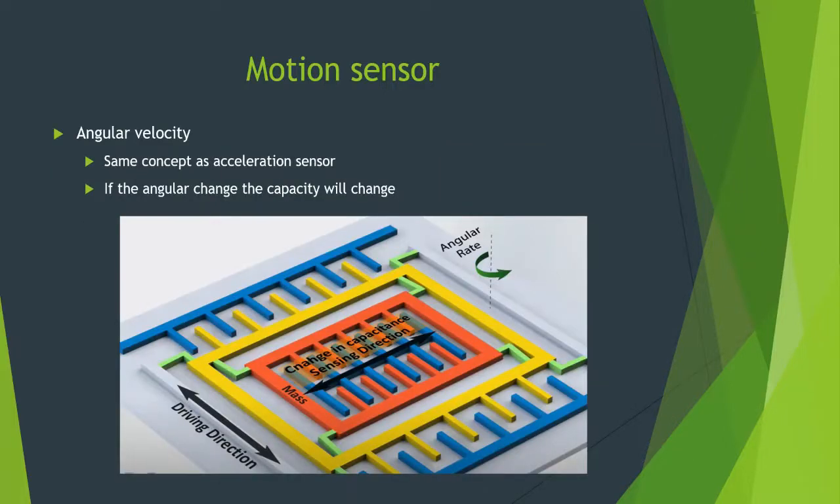The next sensor is the angular velocity sensor. It uses the same concept as the acceleration sensor. If the angle changes, the capacitance will also change.